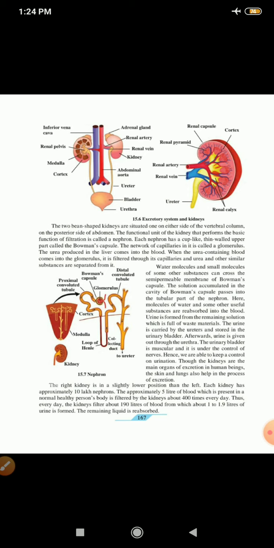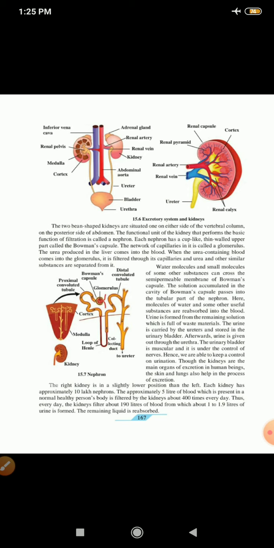Now, the right kidney is in a slightly lower position than the left one. Each kidney has approximately 10 lakh nephrons. Underline 10 lakh nephrons. The approximately 5 liters of blood present in a normal healthy person's body is filtered by the kidney about 400 times every day. Underline it. Thus, every day the kidney filters about 190 liters of blood, from which about 1 to 1.9 liters of urine is formed. The remaining liquid is reabsorbed. So this way we can see that the kidney is working very hard.